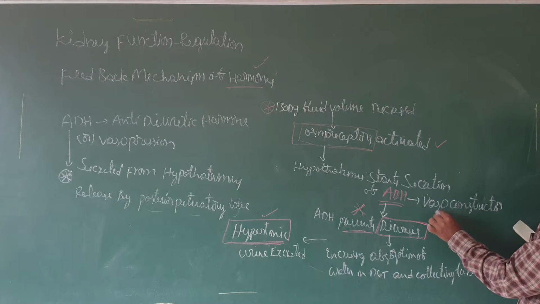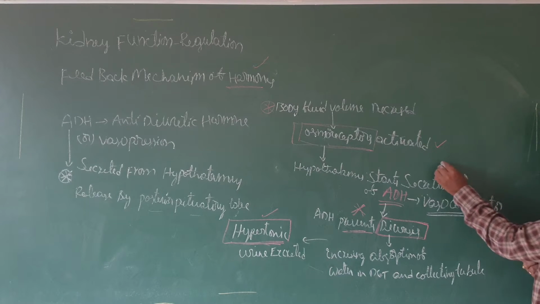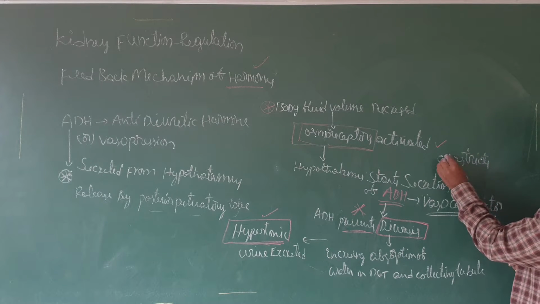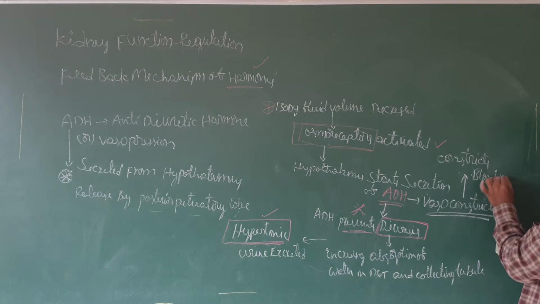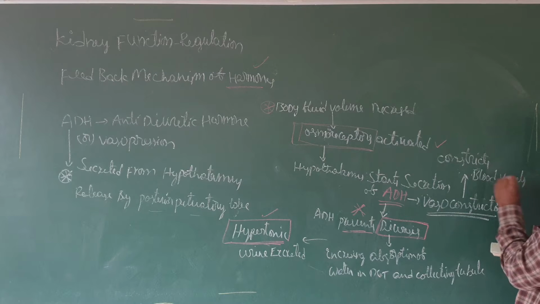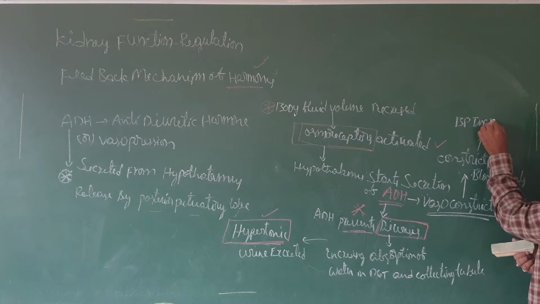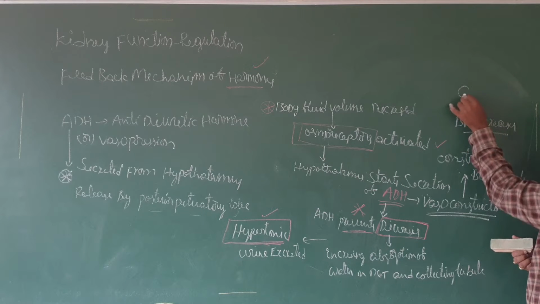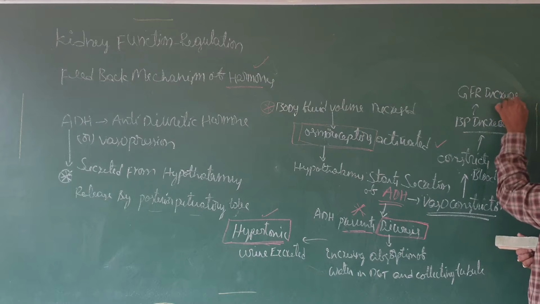Another point is, this ADH is a vasoconstrictor. What is the meaning of vasoconstrictor? It constricts blood vessels. ADH constricts blood vessels. When blood vessels are constricted, BP increases. When BP is increased, GFR, glomerular filtration rate, also increases.